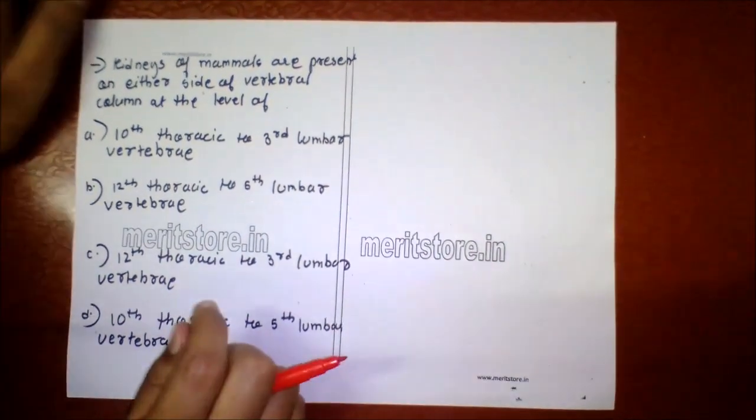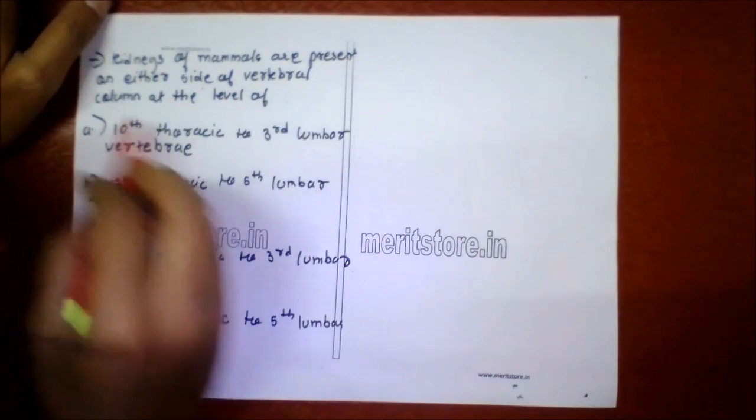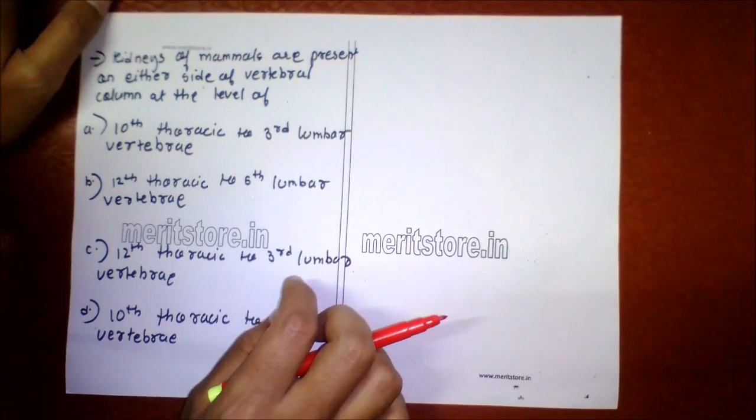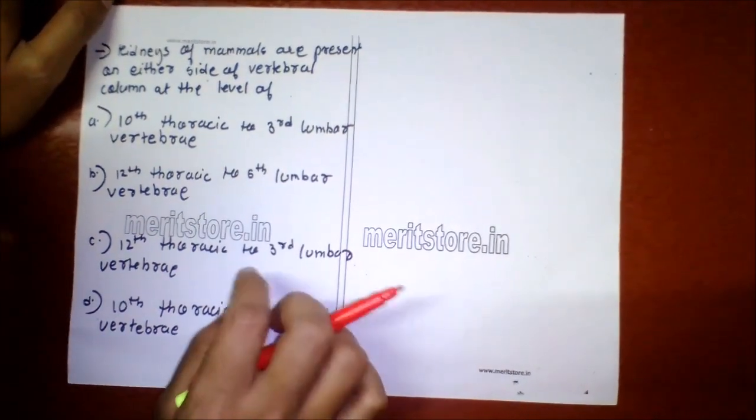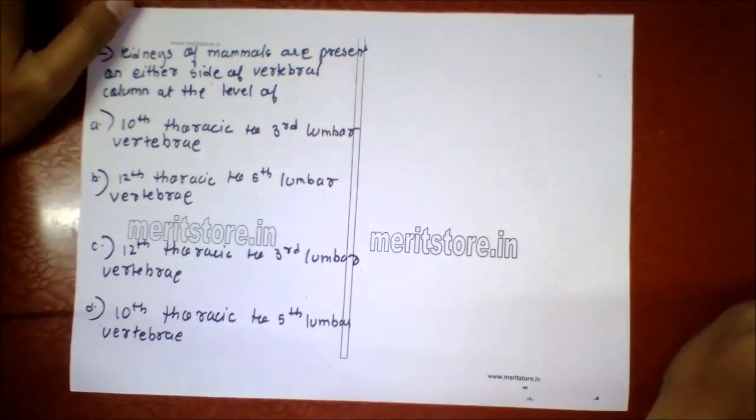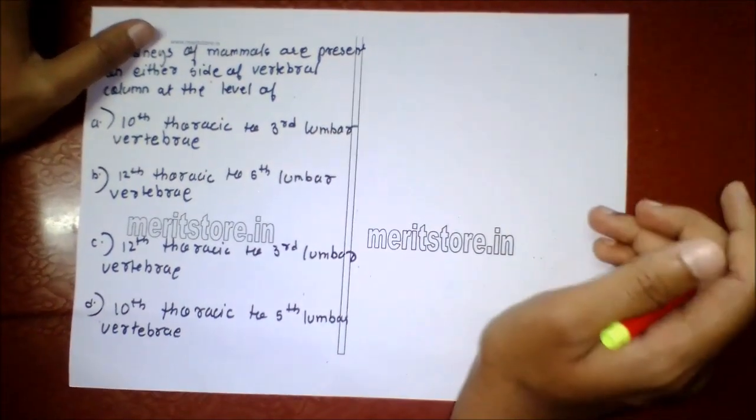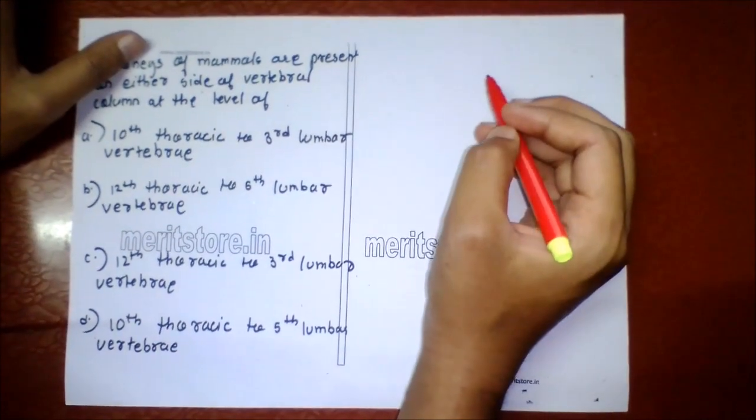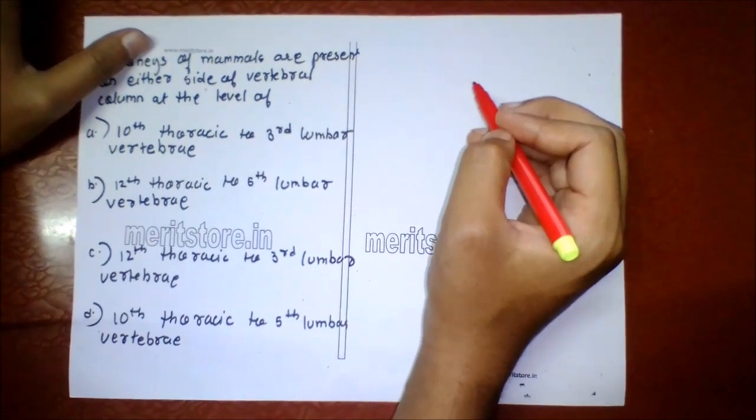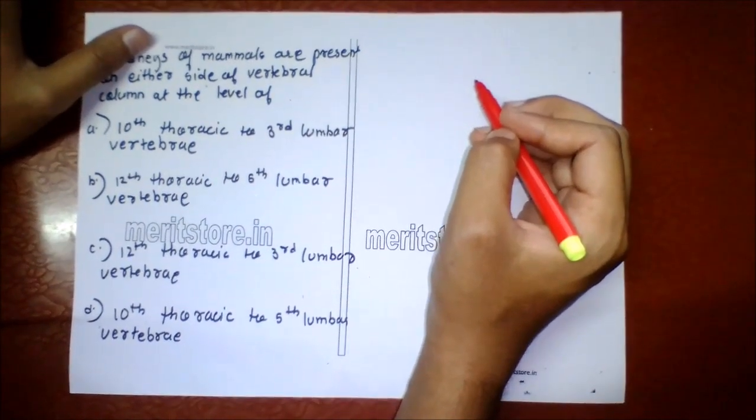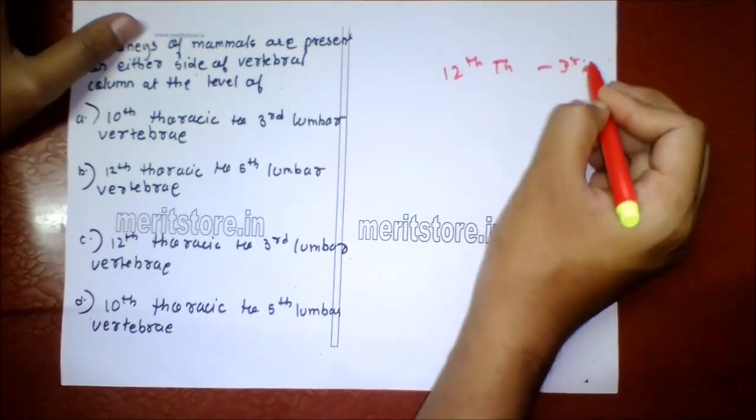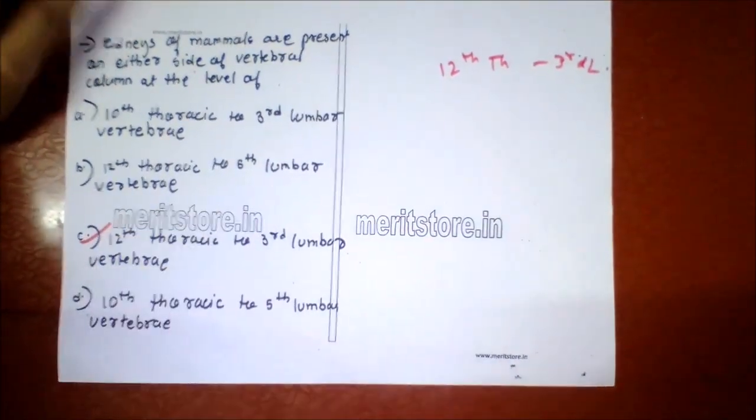Kidneys of mammals are present on either side of the vertebral column at the level of A. 10th thoracic to 3rd lumbar vertebrae, B. 12th thoracic to 5th lumbar vertebrae, C. 12th thoracic to 3rd lumbar, D. 10th thoracic to 5th lumbar. So kidneys are present in the anterior part of the abdominal cavity below the diaphragm, one on either side of the median line of the body. Kidneys extend between the 12th thoracic and 3rd lumbar vertebrae. So option C is the correct answer.